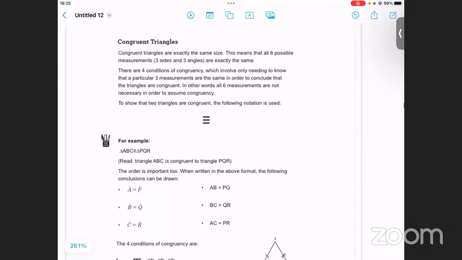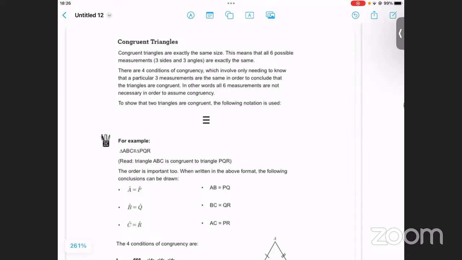Now, there are 4 conditions of congruency, which involve only needing to know that 3 particular measurements are the same to conclude that the triangles are congruent. In other words, all 6 measurements are not necessary in order to assume congruency. So you should have at least 3 measurements that are the same and in the same order.